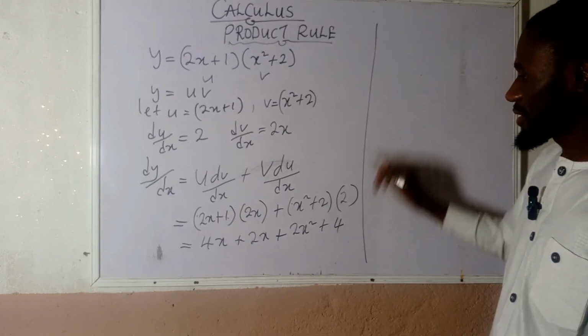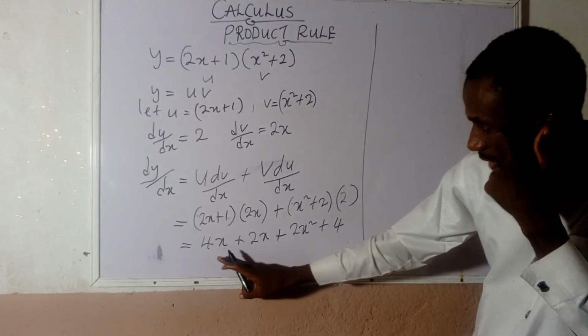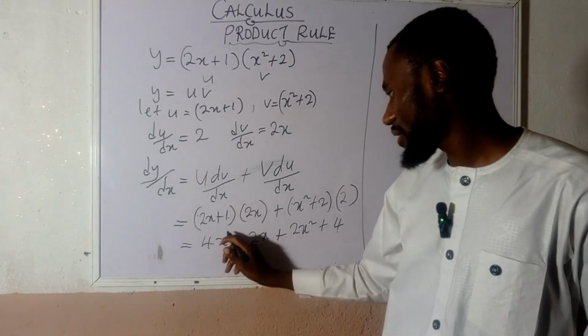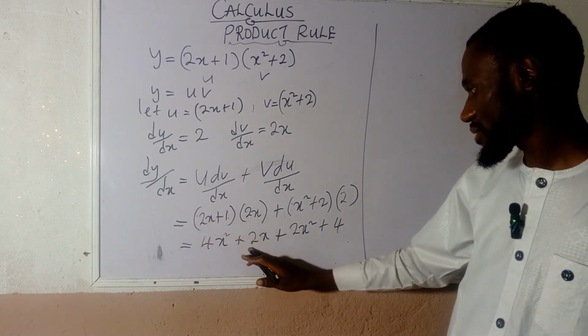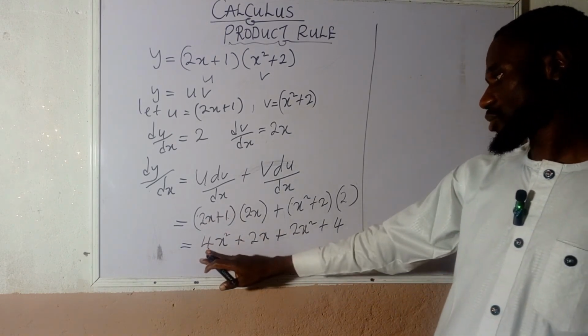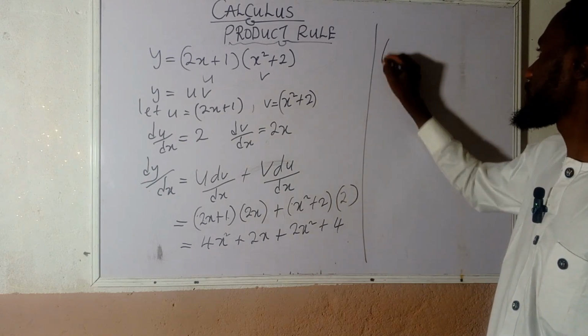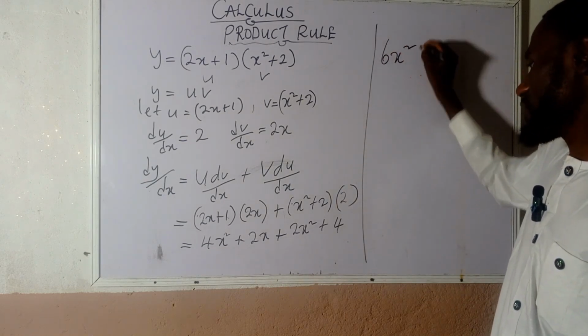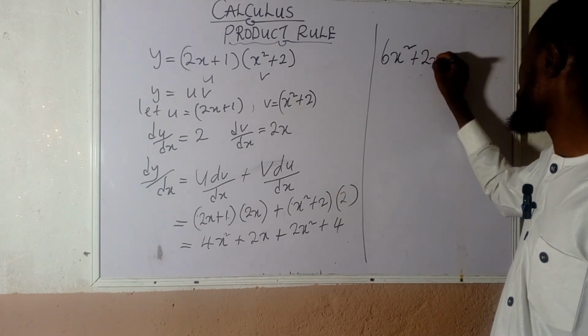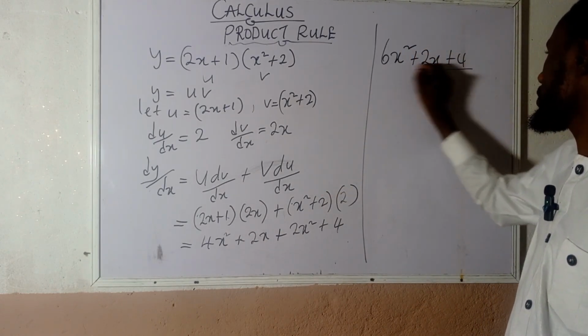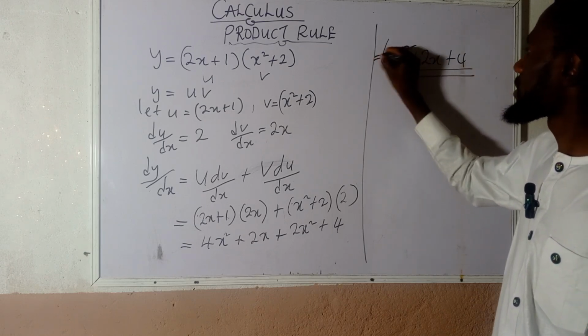Let's continue here. Now we can collect the like terms. Since here we have 4x squared and here we have 2x squared, we can add 4x squared plus 2x squared. Here we have 6x squared. Then we have 2x plus 2x plus 4. That's the answer for this.